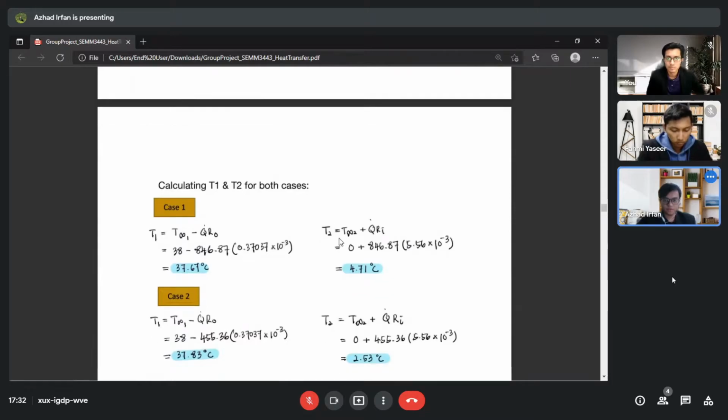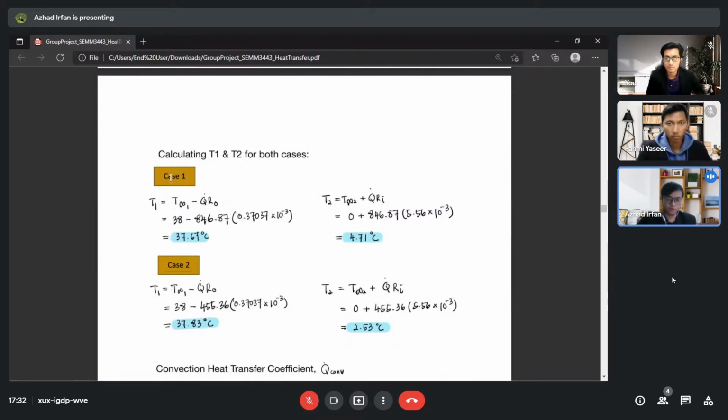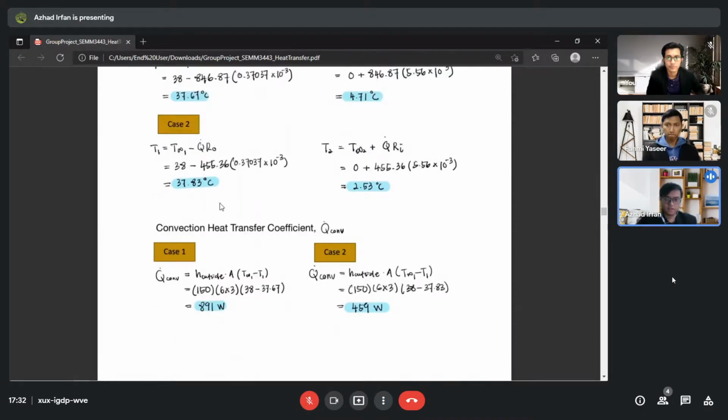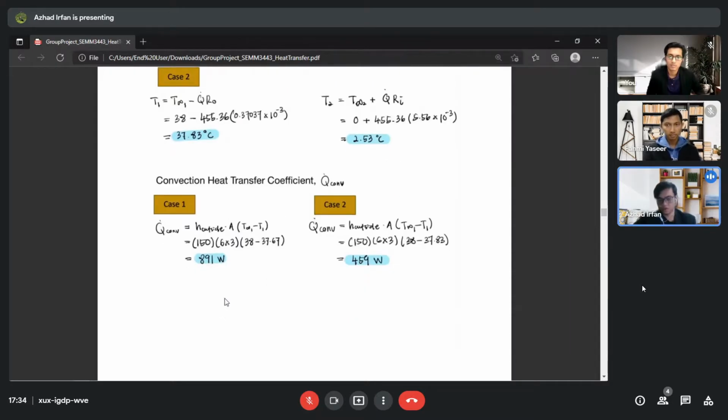Okay, so this is for calculating T1 and T2 for both cases. For case 1 here, T1 is equal to T infinity 1, and we use this calculation. To calculate the convection heat transfer, Q convection, we use this equation, which is H outside times surface area, open bracket, T infinity 1 minus T1. So we obtain this value, and this is for case 2.